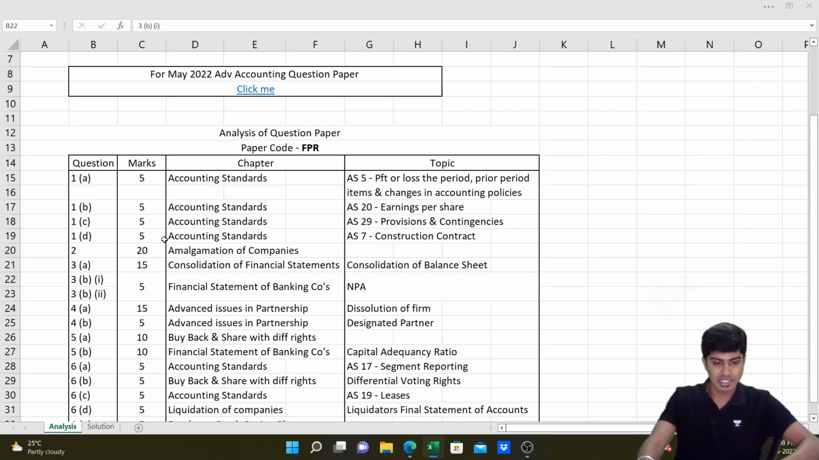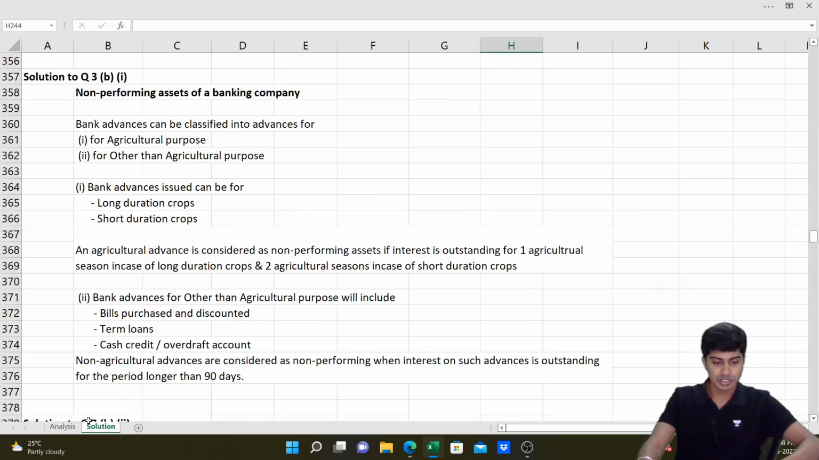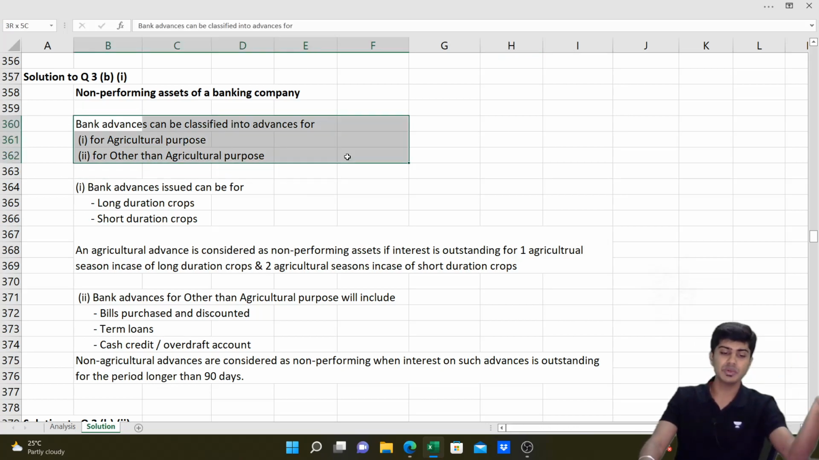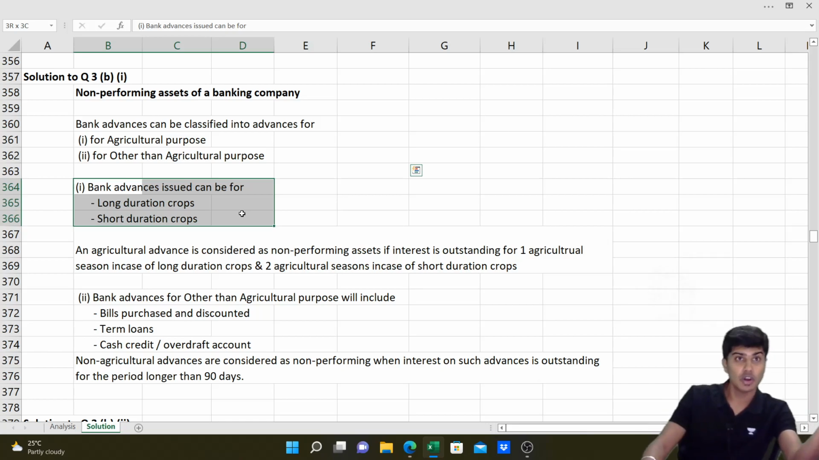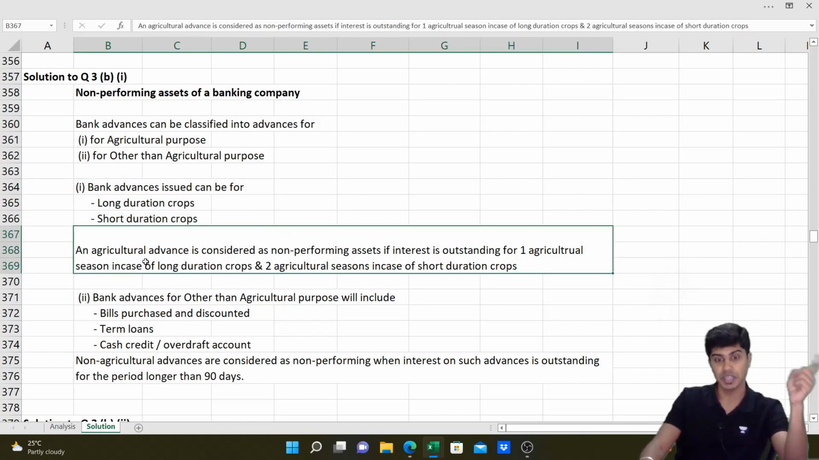Let's quickly see the answer for the same. Question 3b. Bank advances can be classified into agricultural purpose and other than agricultural purpose. If it is for agricultural purpose, it can be given for long duration crops or short duration crops. An agricultural advance is considered NPA if interest is outstanding for one agricultural season for long duration crops and two agricultural seasons for short duration crops.